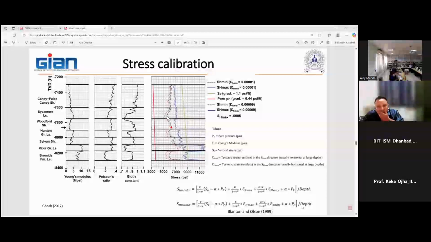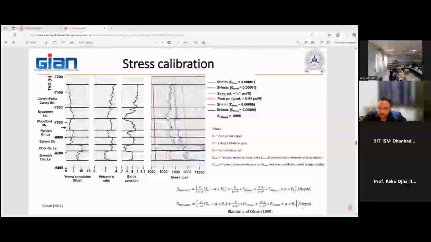Unless you calibrate your stresses, you never know whether your stress model is correct or not. Because if your stresses are way off, then your final hydraulic fracturing geometry will be extremely different from what it should be. So you need to have a really calibrated model, and the more calibration points you have, the better. But in this case, I had only one calibration point.